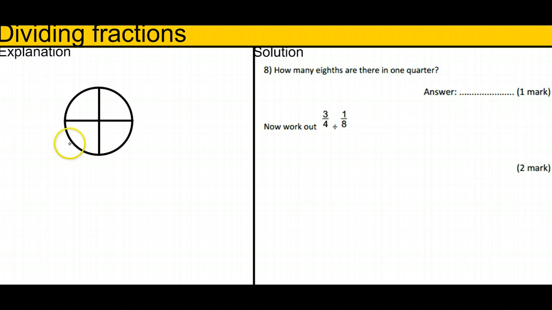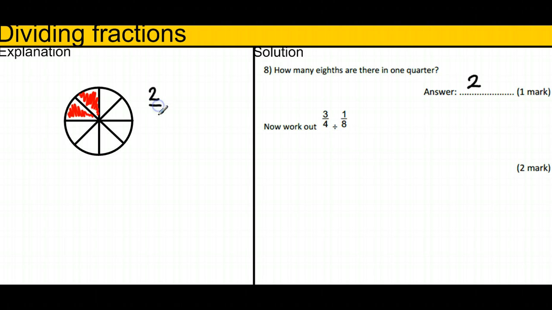So I've taken a circle and I've split it into quarters, and if we're going to split into eighths, I need to split it up into twice as many sections. So if I split those two in half and then those two in half, we've now got a shape that is split into eighths. How many eighths are in 1/4? Well, to do that, I'm just going to shade in a quarter of the shape, and you should see that there are 2 eighths in 1/4.